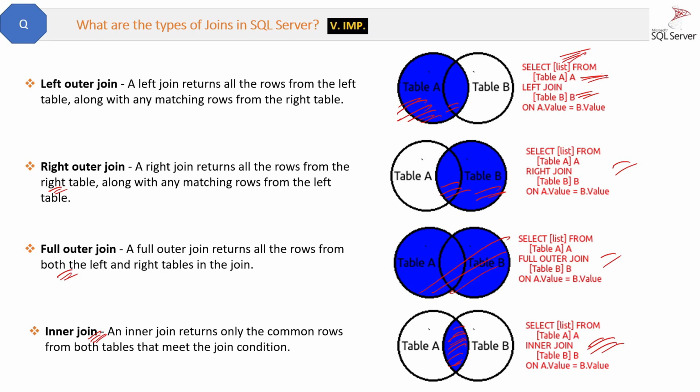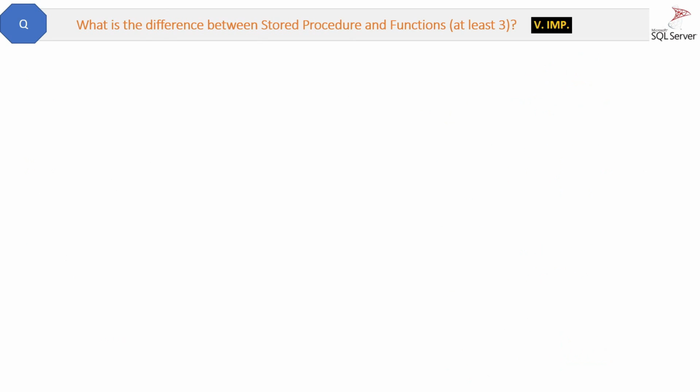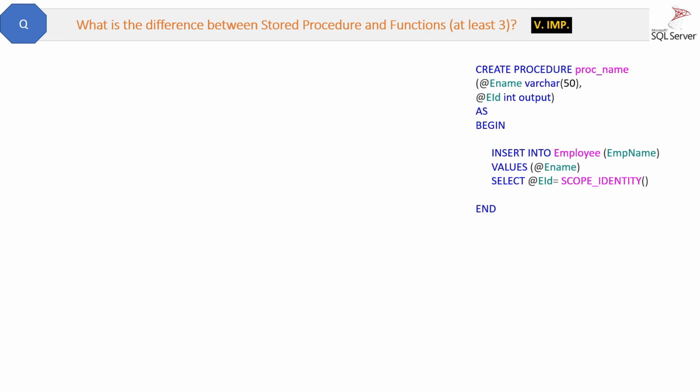What is the difference between stored procedures and functions? At least three. Undoubtedly, this is one of the most important questions in SQL. Make sure that you can remember at least three differences. So let's start. See, this is a basic and simple stored procedure here, which has one input parameter and one output parameter. Then inside we are inserting the data in the table employee.